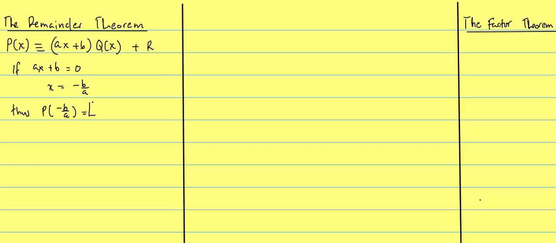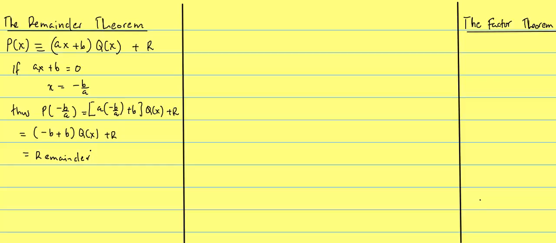Thus p of x, and we found that x is equal to minus b over a, is going to be equal to a multiplied by the bracket x minus b over a, plus b, multiplied by q of x, plus the remainder r. Now if we simplify that, the a's will cancel out, so in that bracket we'll have minus b plus b, multiplied by q of x, your quotient, plus your remainder. Now minus b plus b is equal to 0, and 0 multiplied by q of x is 0, so it is going to be equal to r. So r is equal to your remainder.